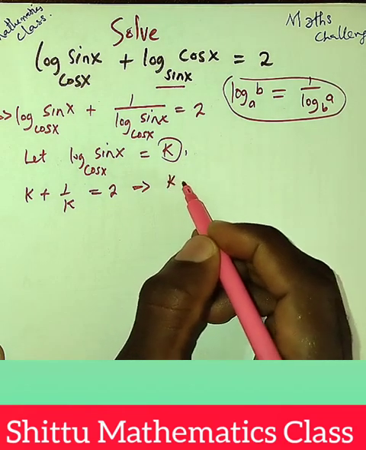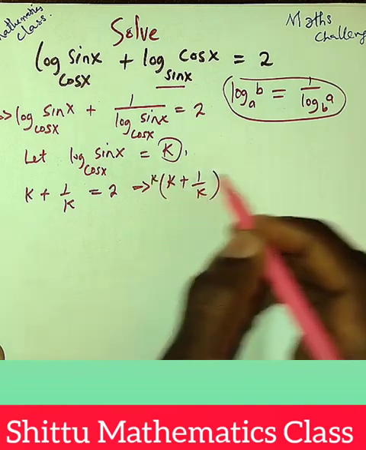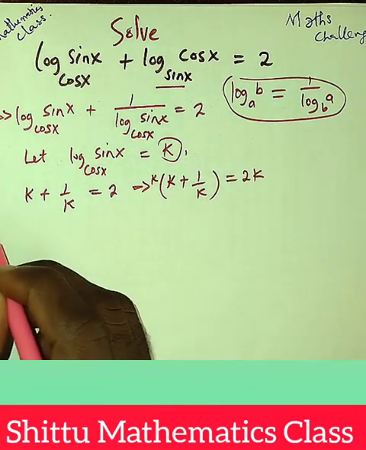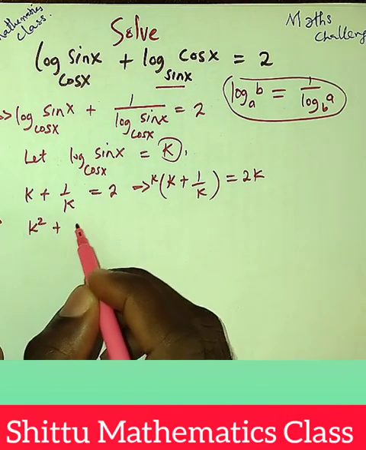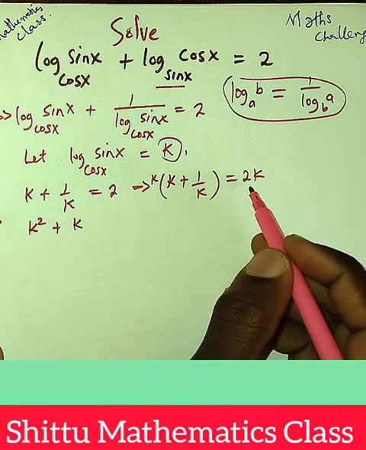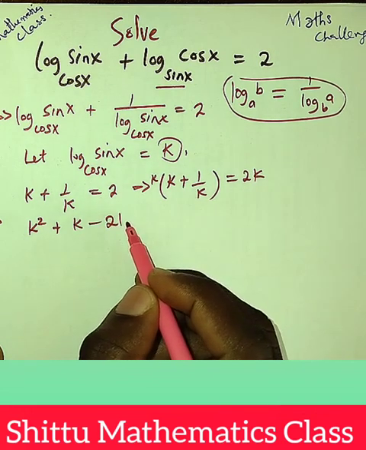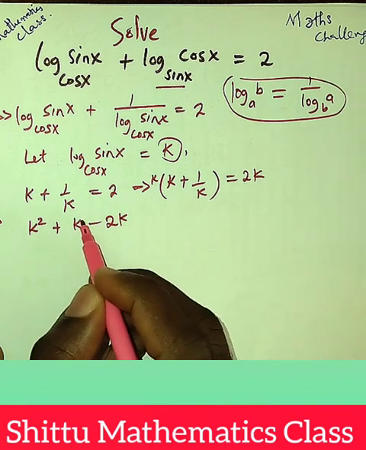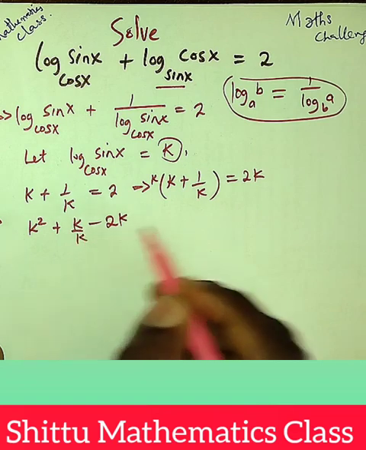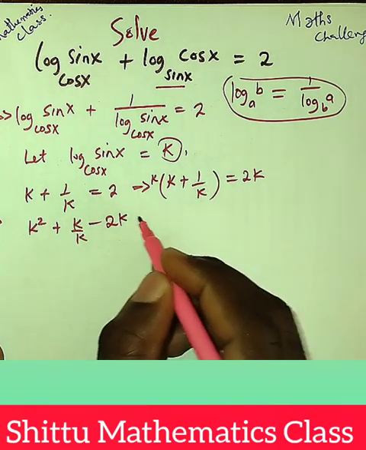k plus 1 over k, times k, equals 2k. So this is going to be k squared plus 1. Then let me send this 2k to the left-hand side, and I am going to have minus 2k. This will be k over k, that is, k times k we have k squared, k times 1 over k we have 1, then equals 0.